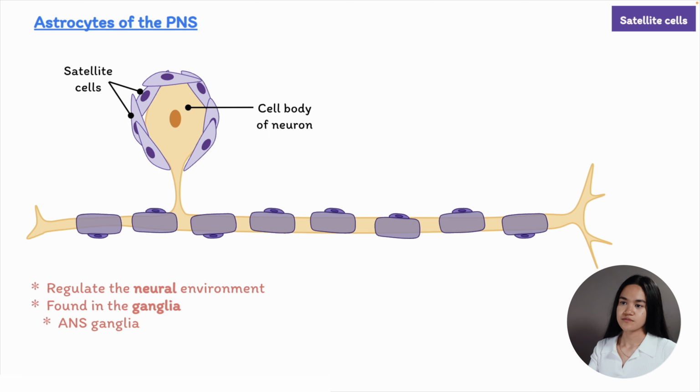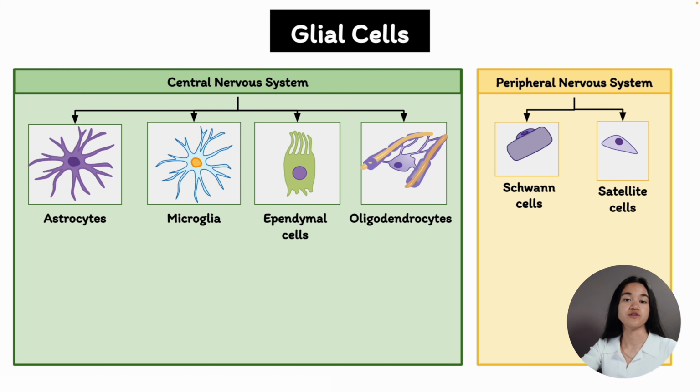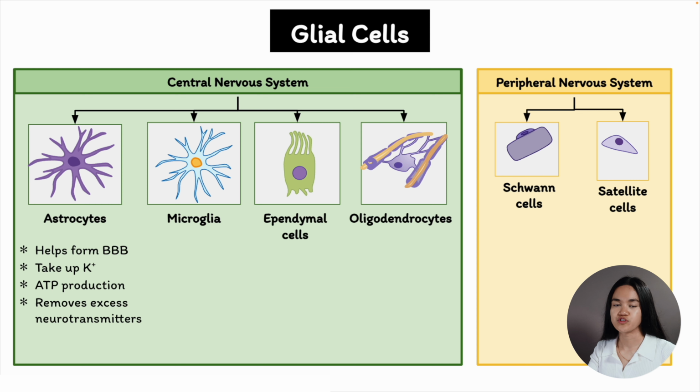Now, before we move on to the next glial cell, let's go back to our overview diagram and do a quick recap. So we have the astrocytes, the stars of the extracellular environment. Again, what do they do? They help form and maintain the blood-brain barrier. They take up potassium to regulate ion balance. They provide substrates for ATP production. They store energy in the form of glycogen, and they remove excess neurotransmitters, glutamate and GABA. So these are the main functions of astrocytes. Then we have the satellite cells, which support the cell bodies. These are the astrocytes of the peripheral nervous system.